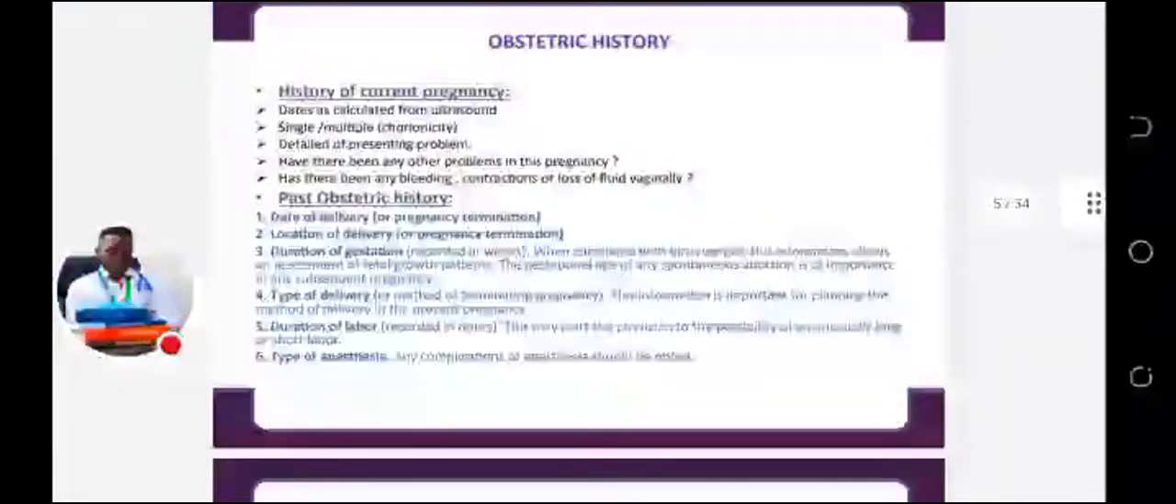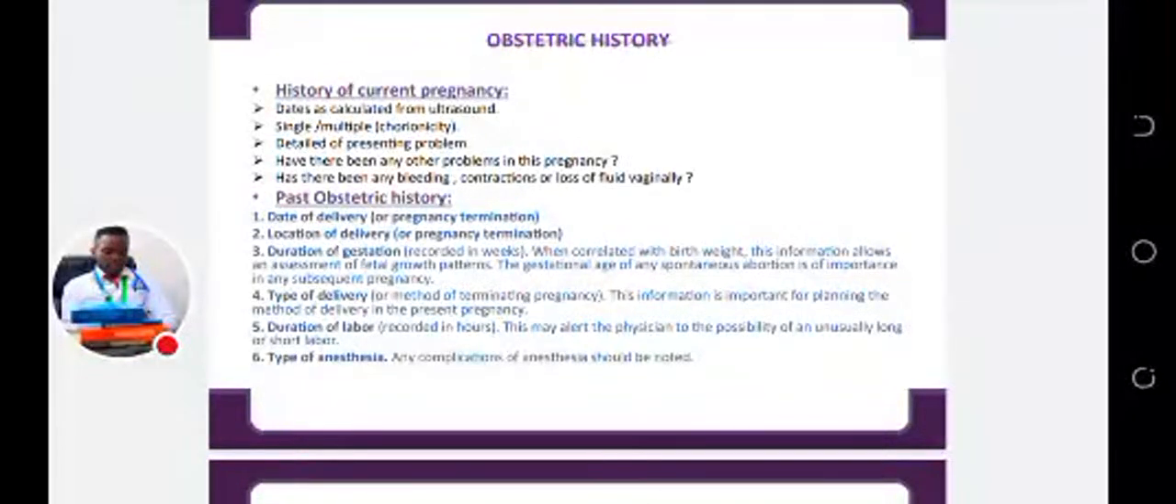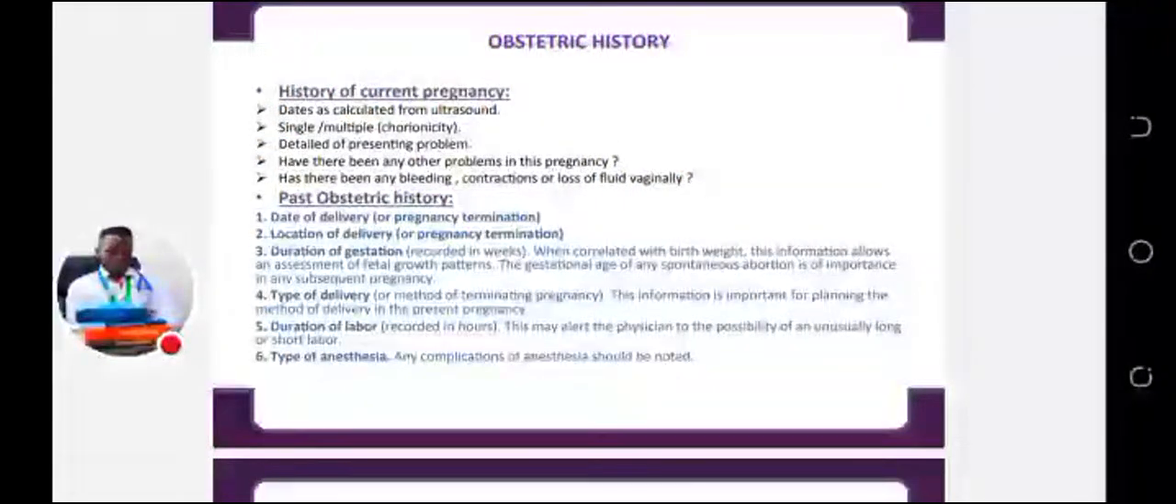Then under obstetric history, very much important and cardinal, because in here you need to get the history of the current pregnancy. That is the date as calculated from the ultrasounds, the single or multiple chronicity, as well as the detailed presenting problem. Then you should also ask, has there been any other problem in pregnancy? Those are questions you need to ask and find out from your client.